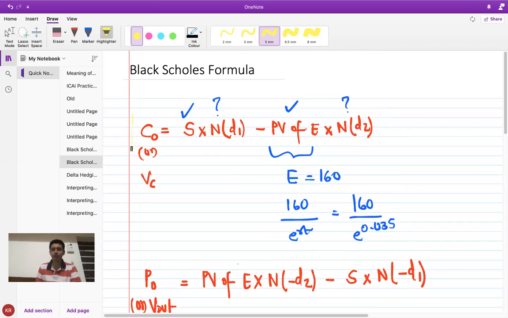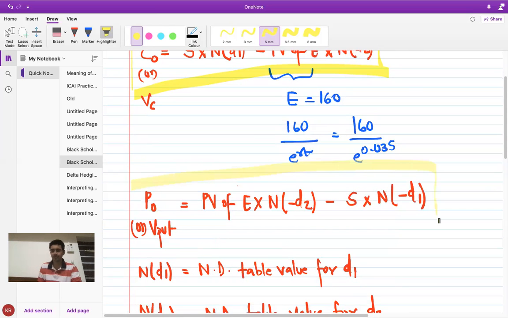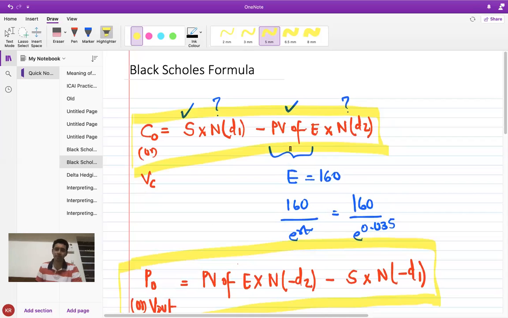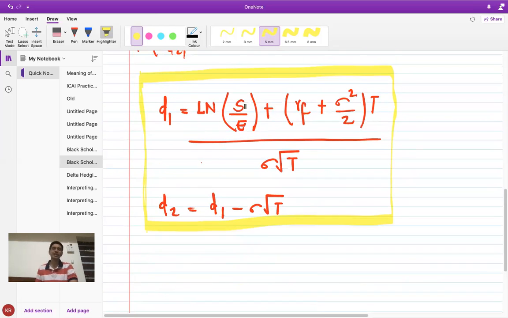And this is the value of call option and the value of put option. Okay, so basically there are 4 formulas that you need to remember, but out of the 4 you need to primarily remember two formulas. One is the value of a call option and the other is formula for D1. Because formula for D2 and value of put option, they're actually not something that you need to learn by heart.